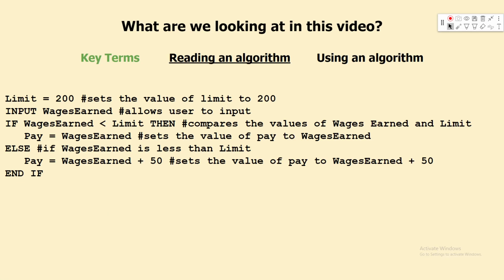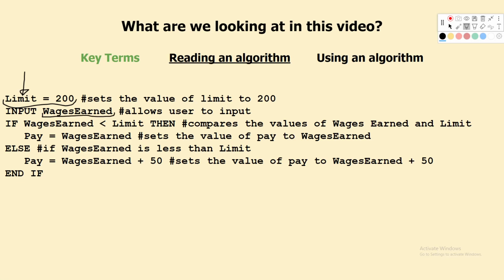So here we've got a nice little algorithm. We can see here some variables. Variables are anything that is being input or anything which is being assigned a value. So here on this first line, we've got limit equals 200. What this line is doing is creating the variable limit and setting it to 200. So at the moment, limit is worth 200. We could change that line of code and set it to 250, at which point limit would be worth 250.